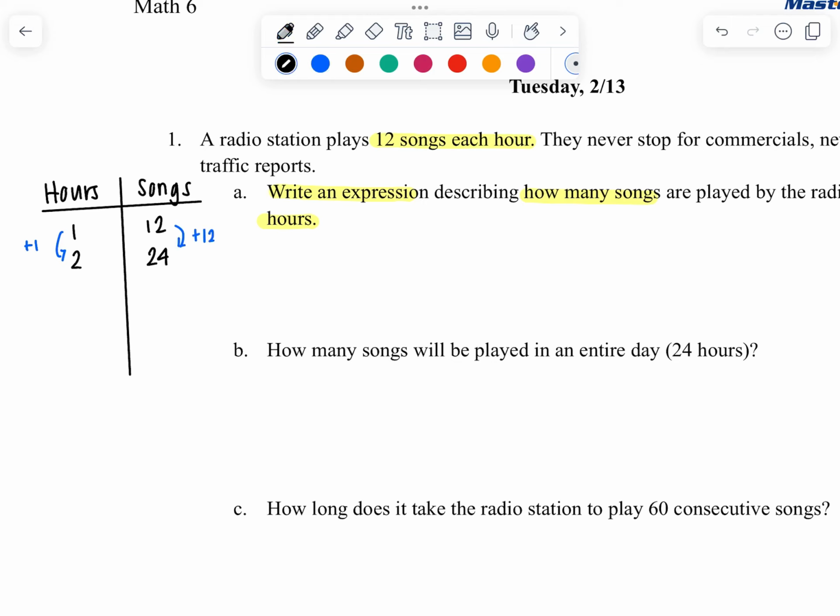Now, if I jumped up in my table all the way to 10 hours, I might not want to skip count by 12 10 times. I can see the pattern across the table. 1 times 12 equals 12, 2 times 12 equals 24, and 10 times 12 equals 120.